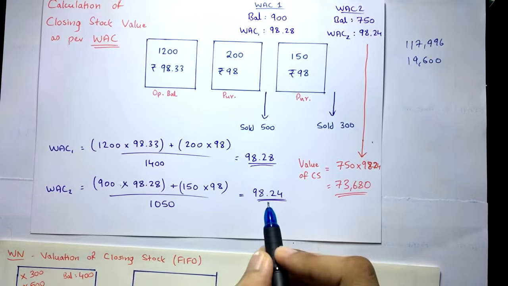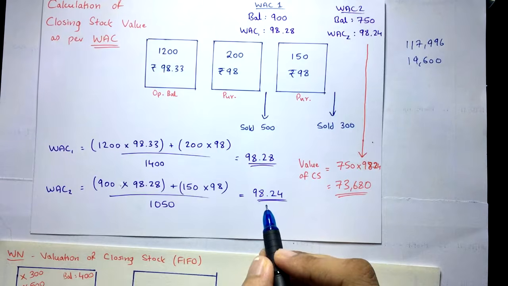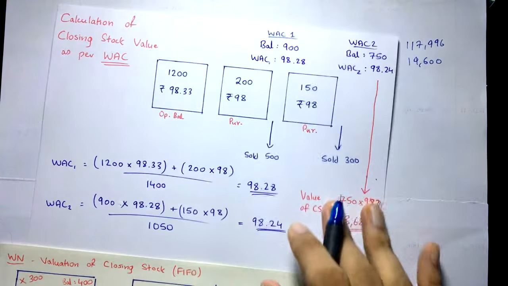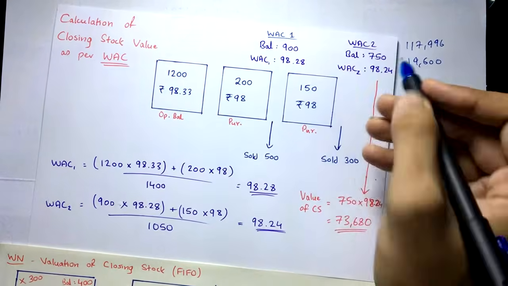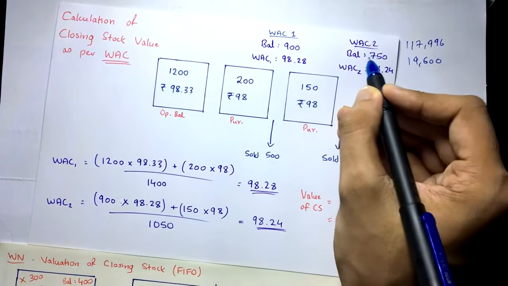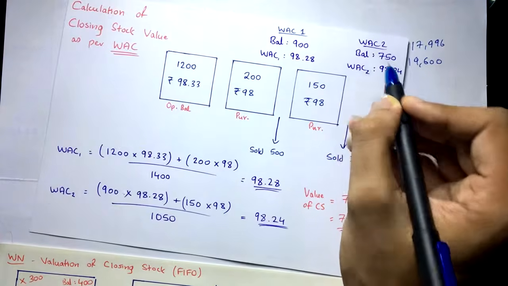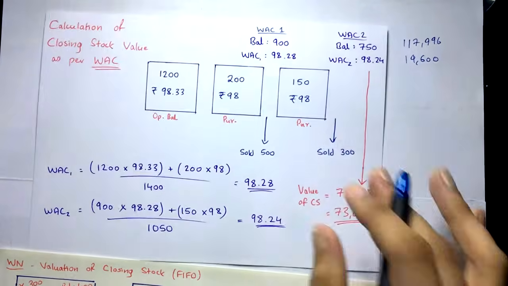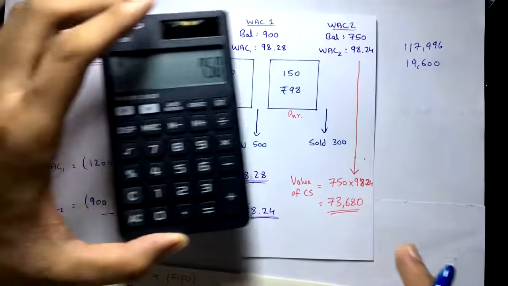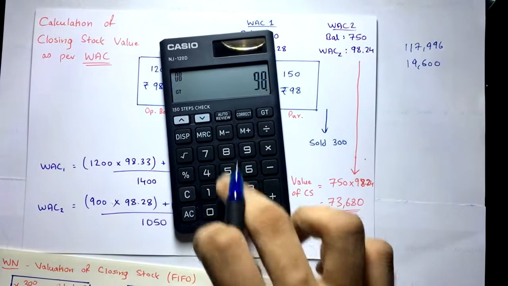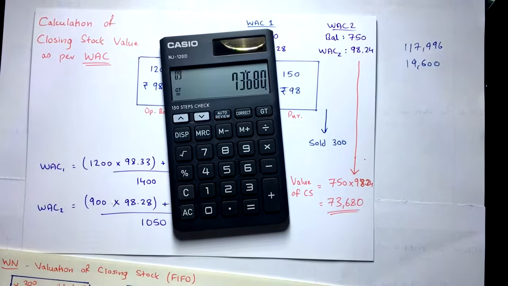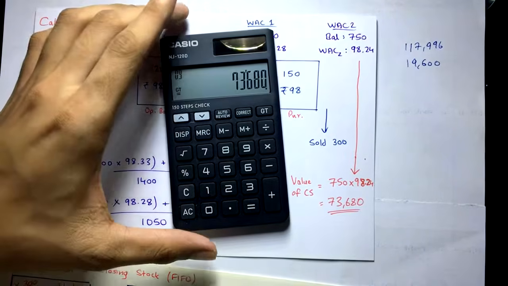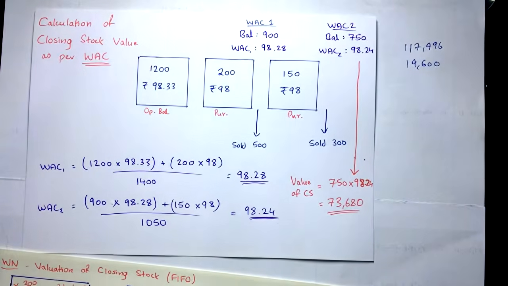So this is your WAC 2. Once you get the WAC 2, you are done, that's it. WAC 2 you have got 98.24. Just multiply the last balance you have, the quantity of the closing stock, and the WAC. That's it, you got the closing stock. See here, 750 into 98.24, you have got the closing stock 73,680. So that's what you have to do. This is the WAC, that's all, simple.